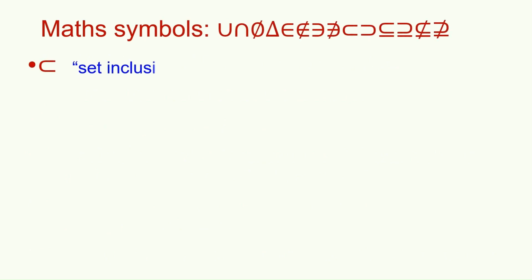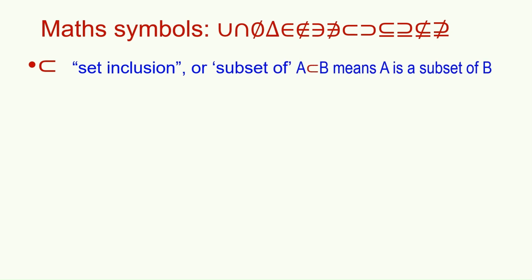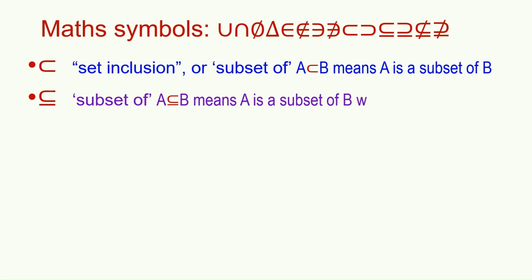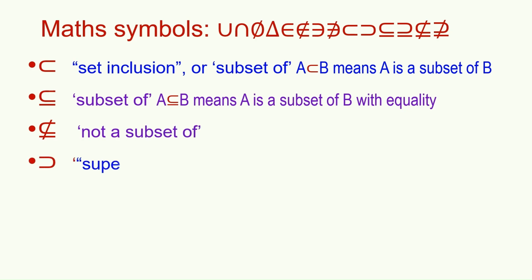Proper subset symbol, set inclusion: A proper subset of B means A is a subset of B. Subset symbol: A subset of B means A is a subset of B, with equality. Subset symbol with a slash: not a subset of.